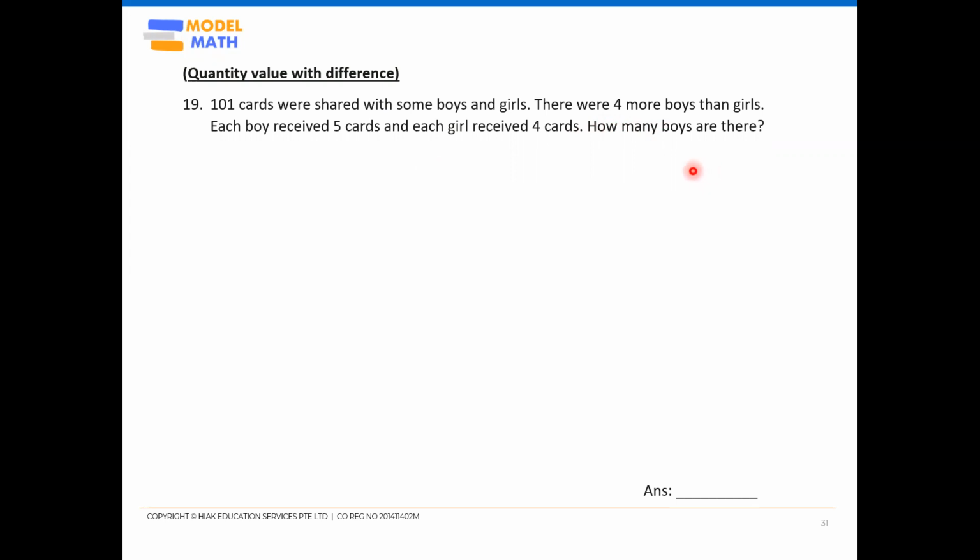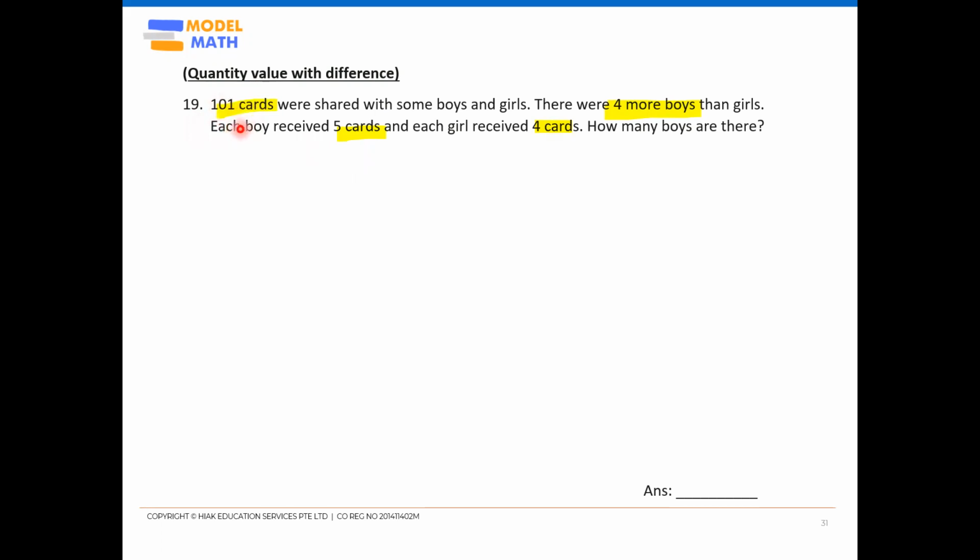So firstly, we're going to understand that this question, based on the values given, has quantity versus value. Quantity will be the number of people over here. We have the quantity difference, four more boys than girls. That is the quantity difference given to us. And the values here will be referring to the number of cards. Each boy, each girl, they've given us the number of cards. Total cards distributed all together is 101.